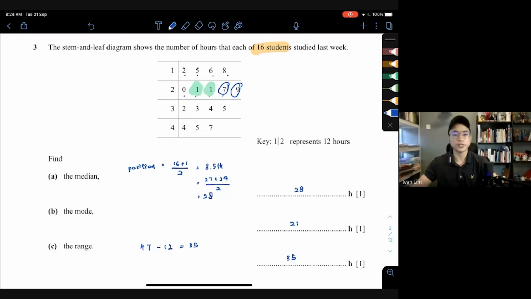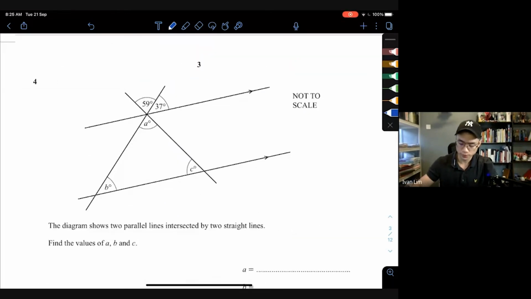So this falls under statistics, but they use the stem and leaf diagram method. Make sure you all know all the different types of statistics methods, from your cumulative frequency to your bar chart and all. One of them or maybe a couple of them will come out.